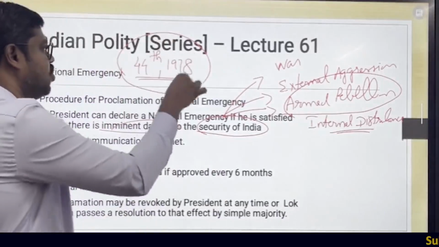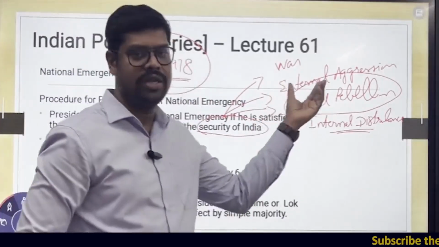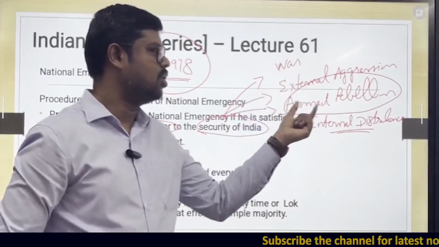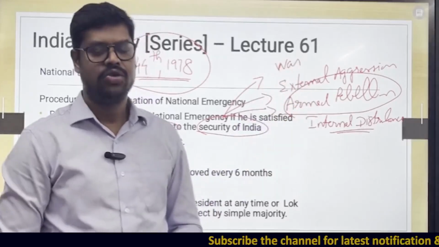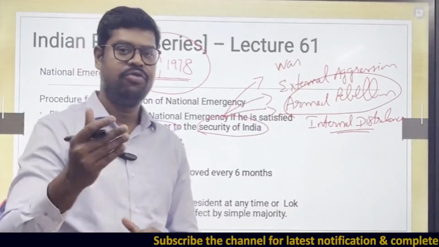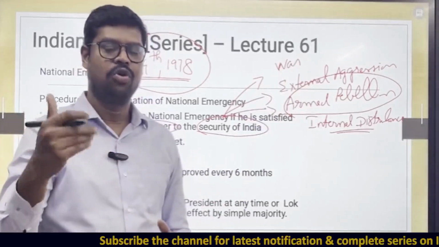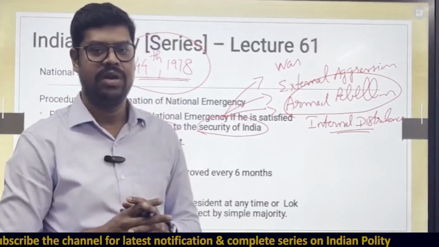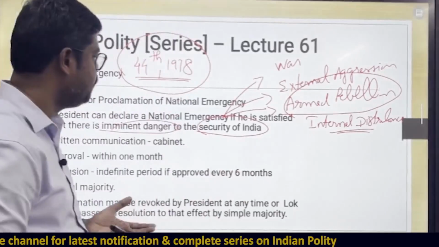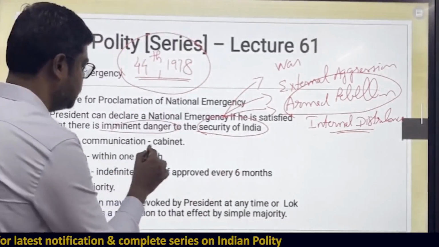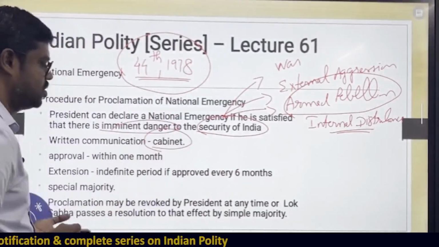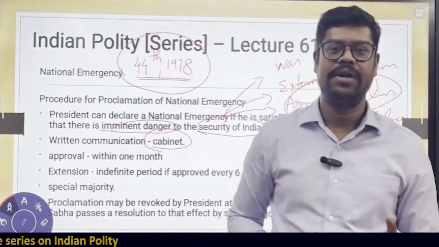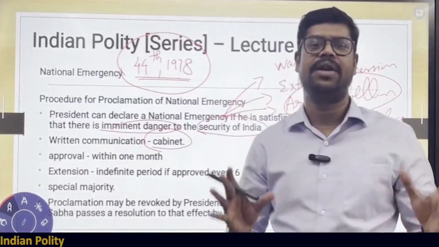And henceforth, after the 44th Constitutional Amendment Act, if the national emergency is to be proclaimed, it can be only on the grounds of war, external aggression, or armed rebellion. So they made sure that in the future, no government can proclaim national emergency on the grounds of internal disturbance, as was done by the Indira Gandhi government in 1975. And the second important change that they made is that the national emergency can be proclaimed only if there is a written recommendation given by the entire cabinet.